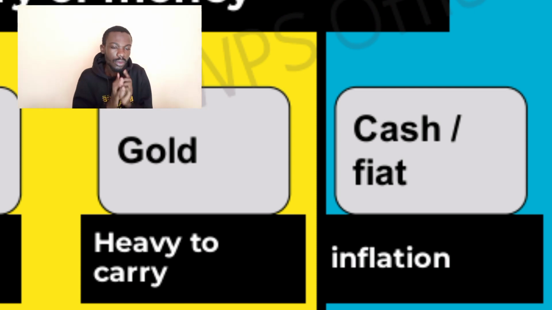Now cash was introduced like this. People were using gold and gold became heavy. So the government, or the people who were ruling at that time, told people, you know what, you bring your gold to us. When you bring your gold to us, we are going to give you a piece of paper that shows that you have your gold with us.